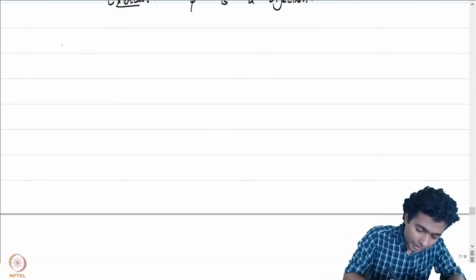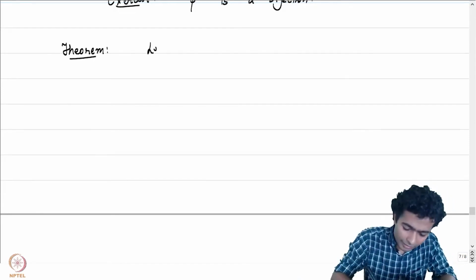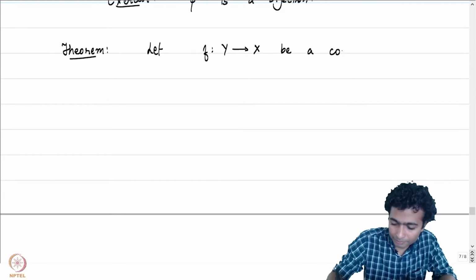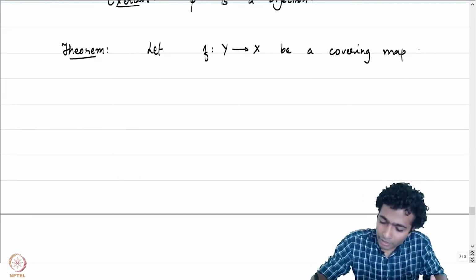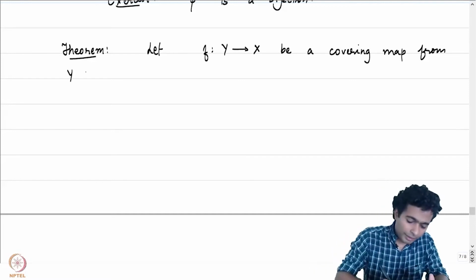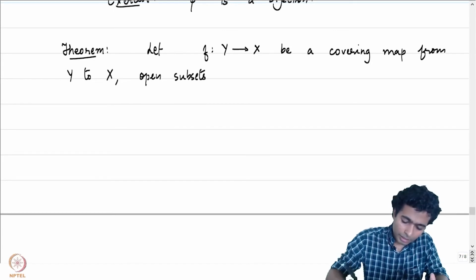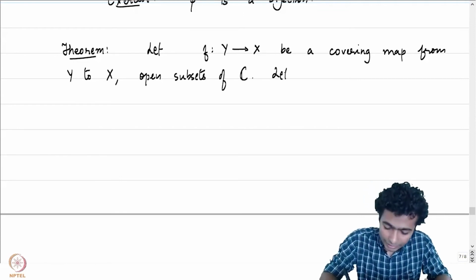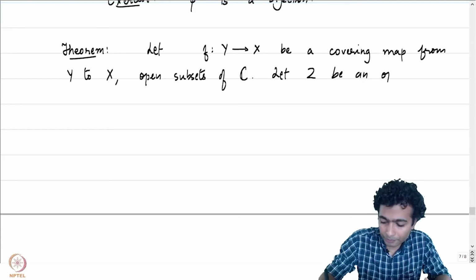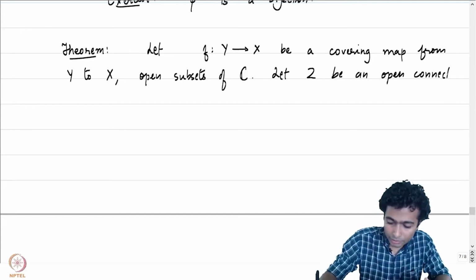Let me write down the theorem and then we'll prove it. So the theorem states the following. Let f from Y to X be a covering map. The covering map is from an open subset of C to another open subset of C. Covering map from Y to X, open subsets of C. And let's take some open subset Z. Let Z be an open connected subset of C.